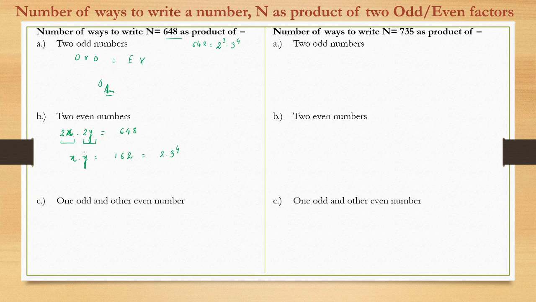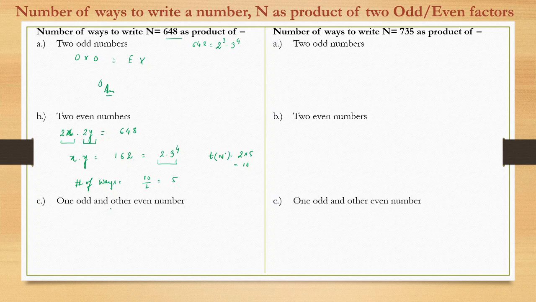So we just have to find the number of ways, no, ordered pairs. So the number of ways would be what? The number of ways would be simply the number of ways we can write this number as a product of two factors. So this would be what? The Tn for this number would be 2 into 5, that is 10. So the required number of ways would be 10 by 2, that is 5 ways.